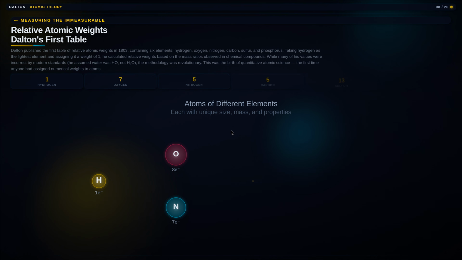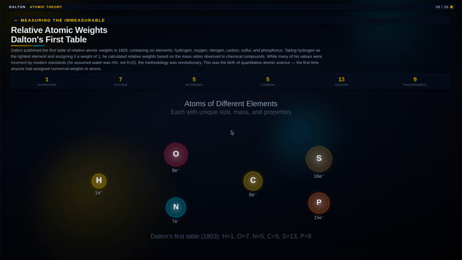Dalton published the first table of relative atomic weights in 1803, containing 6 elements: hydrogen, oxygen, nitrogen, carbon, sulfur, and phosphorus. Taking hydrogen as the lightest element and assigning it a weight of 1, he calculated relative weights based on the mass ratios observed in chemical compounds. While many of his values were incorrect by modern standards, the methodology was revolutionary. This was the birth of quantitative atomic science, the first time anyone had assigned numerical weights to atoms.